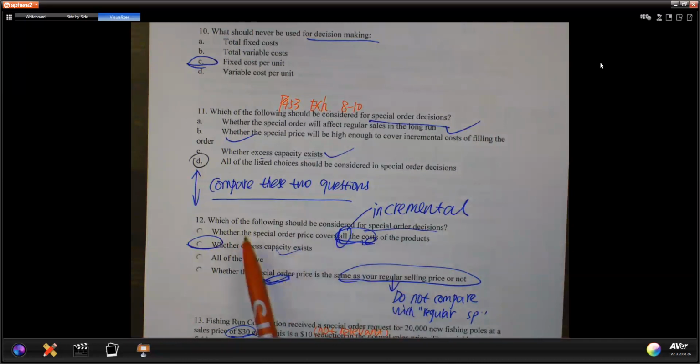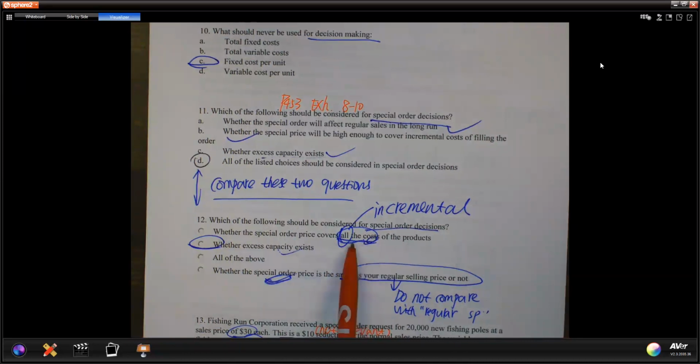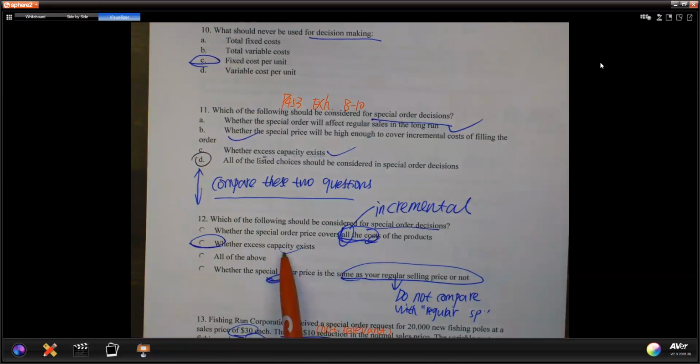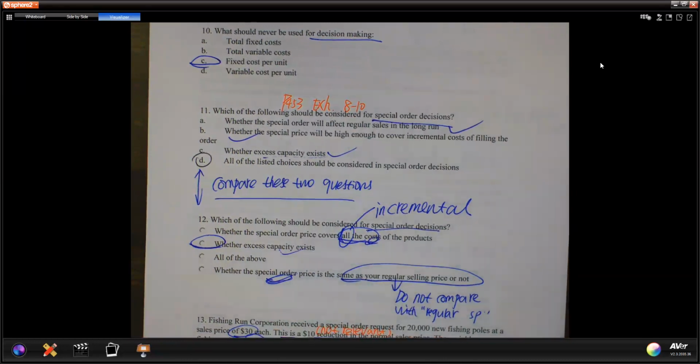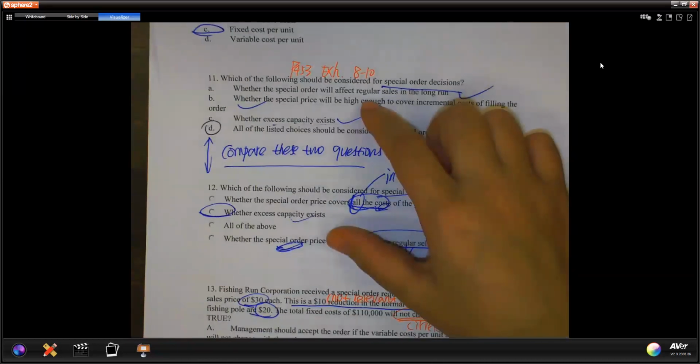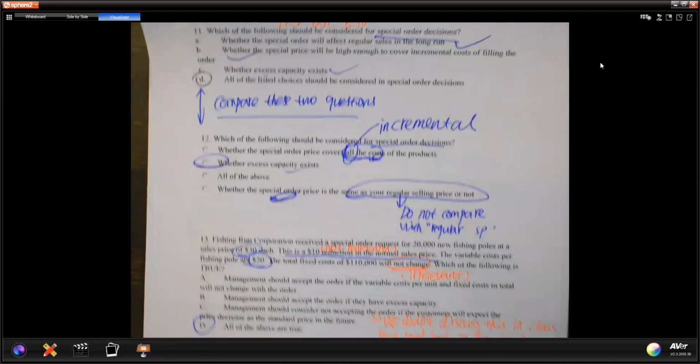We said A is not correct because you cover incremental cost. It's not all the cost. Whether you have extra capacity, that is right, you should consider. And then whether the special order is the same as your regular, we said we don't think about your regular, you just think about the incremental revenue and incremental cost. Okay, so you can compare 11 and 12, those two questions.